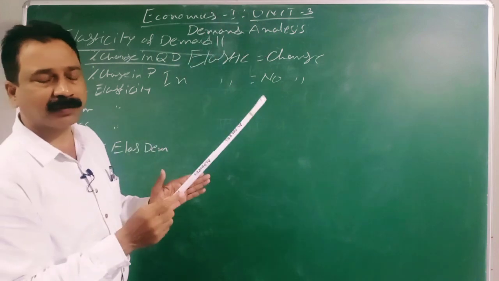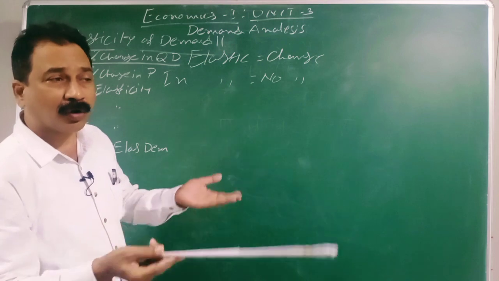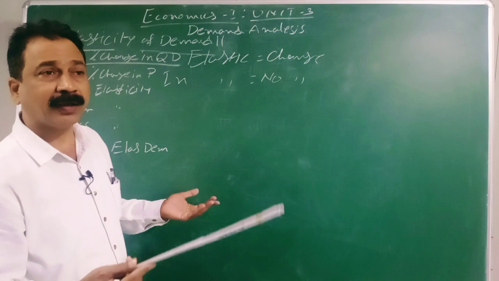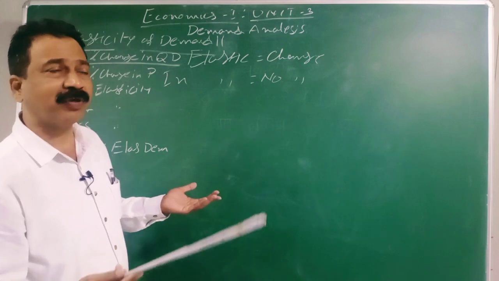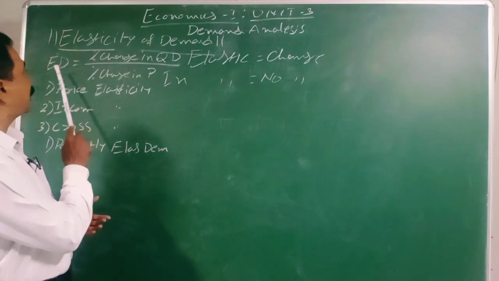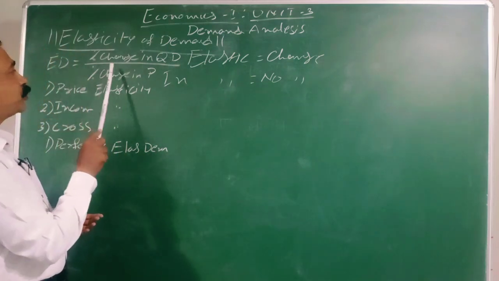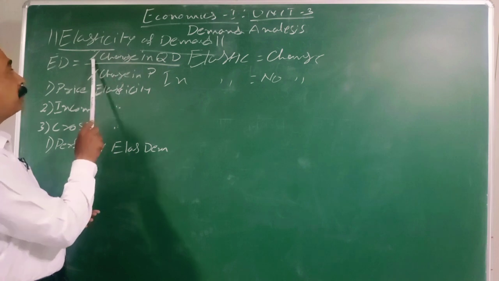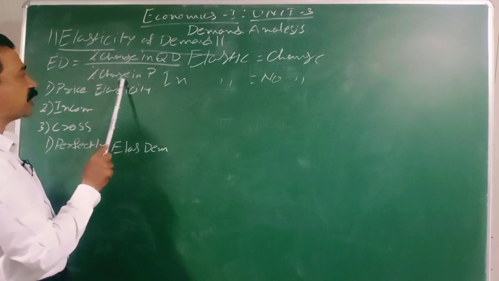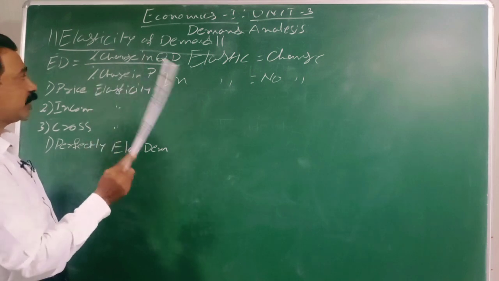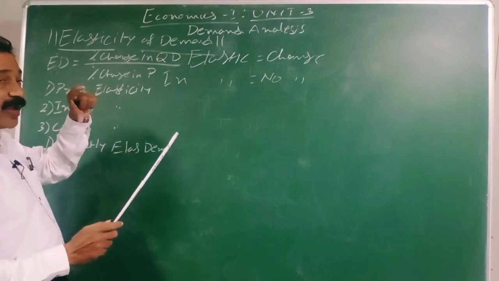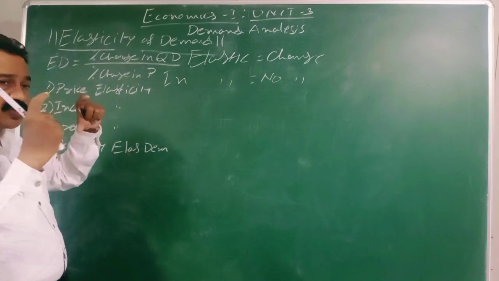Already you have seen the meaning, you have seen the originating, how it will be understood, and what types of demand. We have seen all of them. Here we will see elasticity of demand. So in simple language, elasticity of demand will be shown with the help of a mathematical equation: percentage change in quantity demanded by percentage change in price. Again, percentage change in demand in response to percentage change in price.